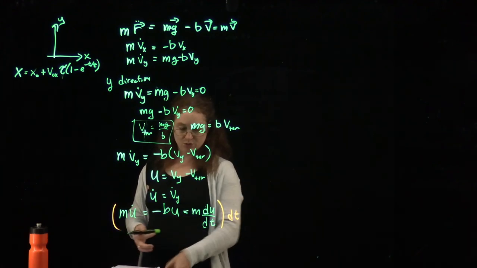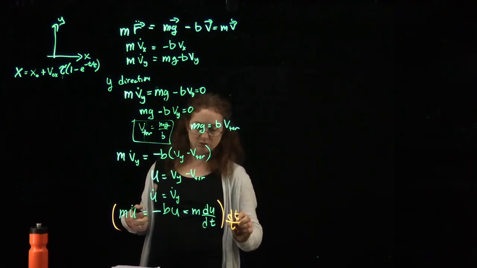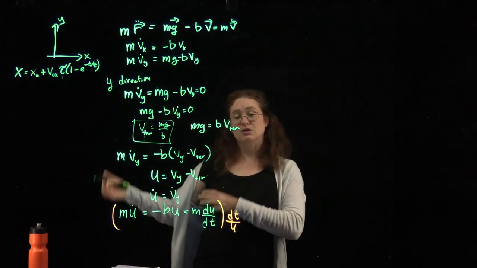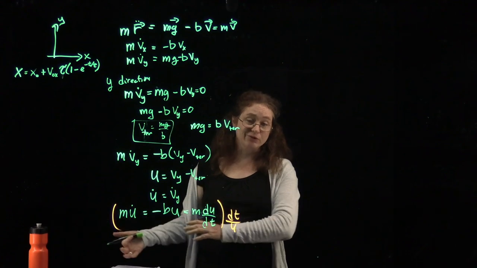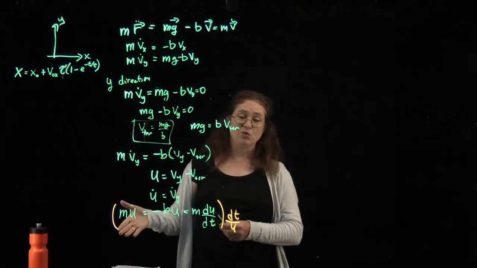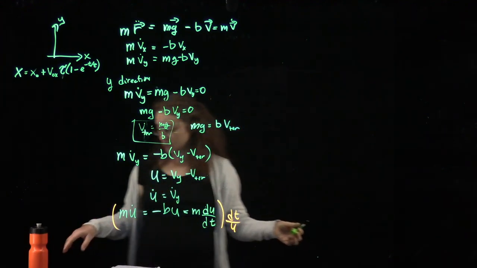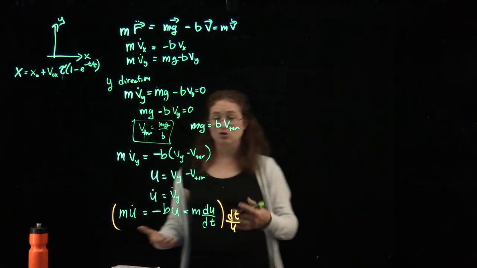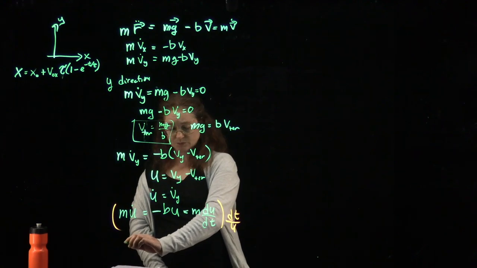And then we're going to divide by u. And that's going to leave us with an equation. This is called separation of variables. What we're doing is putting everything that depends on u on one side and everything that depends on t on the other side. And then we can simply integrate, or we can treat the equations separately.